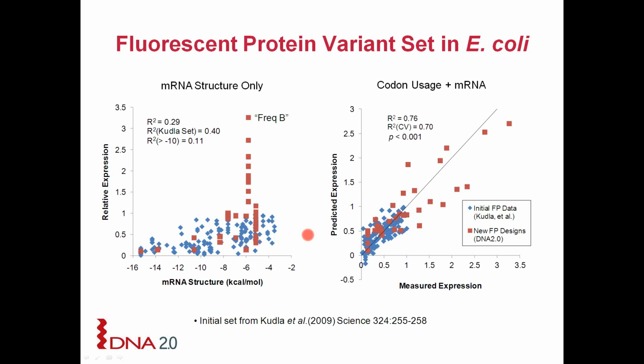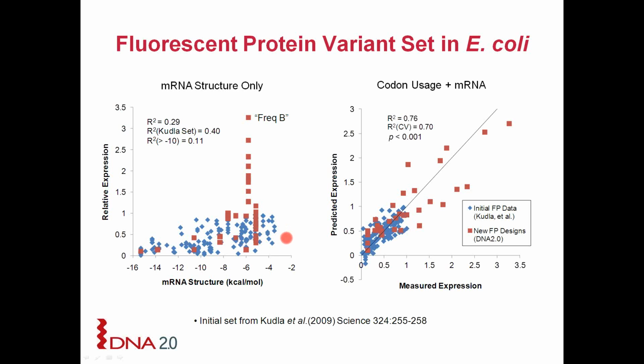So one way we approached that is to build on the set of CUDLA, where this set was built around the fluorescent protein, where an effect of structure was seen. And the CUDLA data in this slide is shown in blue diamonds, so that's the data we're starting from. That's the correlation that they saw with RNA structure.